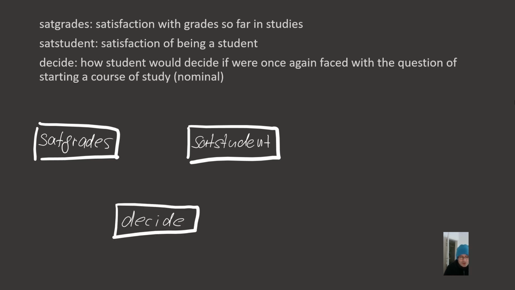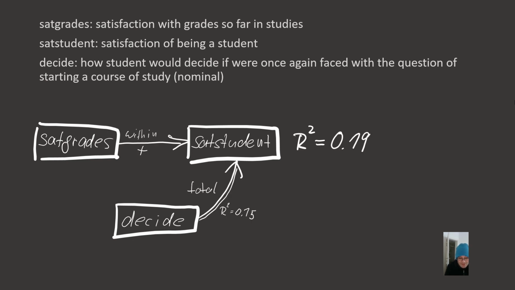How about the students' evaluation of the decision they once made to start a course of study, named Decide? And this is a nominal variable, so there is no more or less in the answer, just different answers. The next step then is to add the total effect of this contextual variable, Decide. And indeed, this model raises the explained variance up to 19%. Oh my gosh.